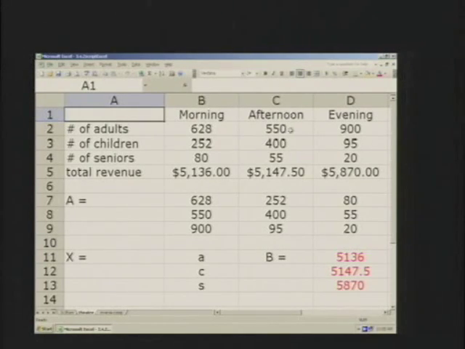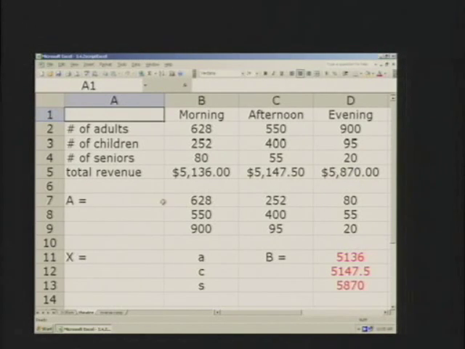For our second equation, we'll read down the second column. 550 times A, 400 times C, 55 times S equals the total $5,147.50. For the third equation, we'd have, reading down the column, 900 adults times A, the price of an adult ticket, plus 95 times C, the price of a children's ticket, plus 20 times S, the price of a senior ticket, for a total of 5,870.